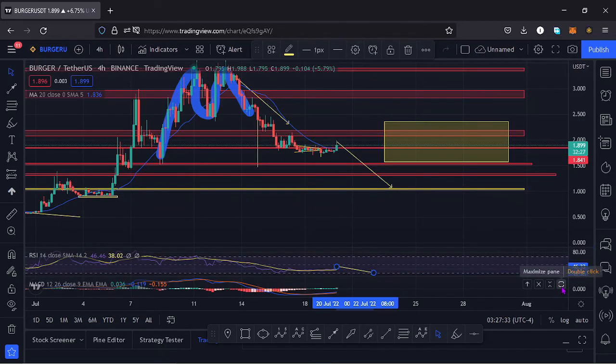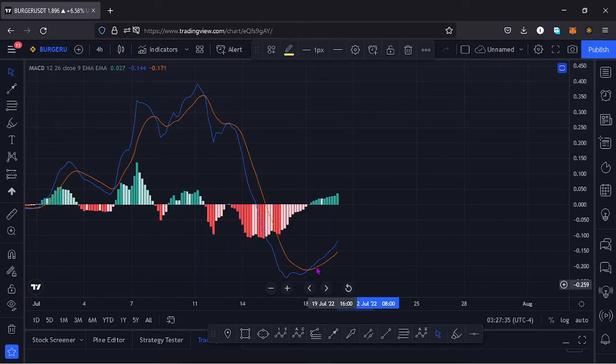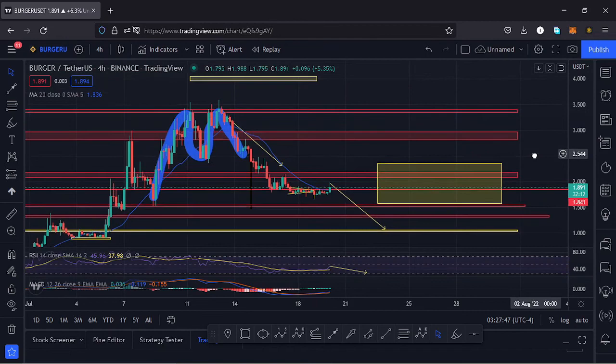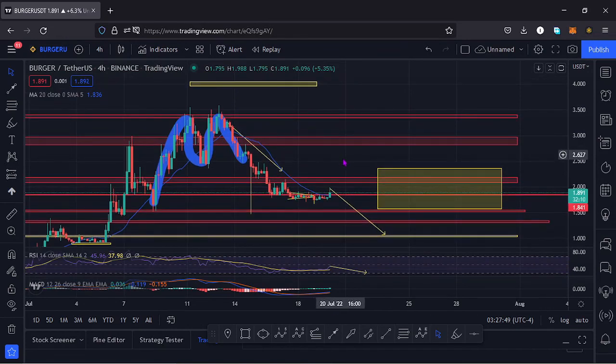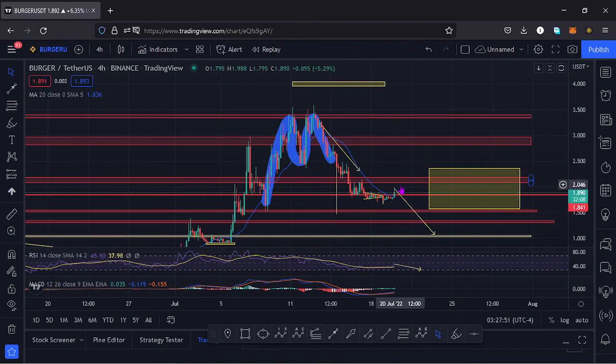If I also take a look at the MACD, on the MACD we have printed a bullish cross. We are also seeing an increase in volume, and that would mean higher prices could be coming our way, and for Burger, maybe it's just a matter of time that we get to see that pump to the upper side. So let's be patient and see how that plays out, and I'll keep you updated.